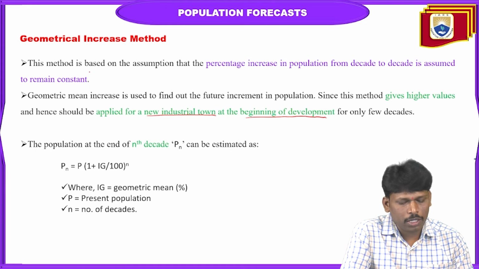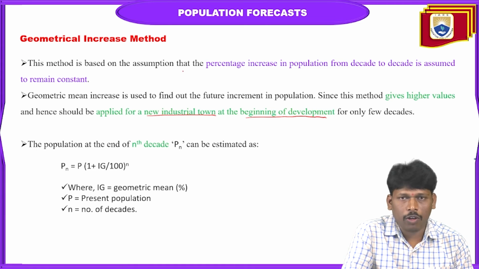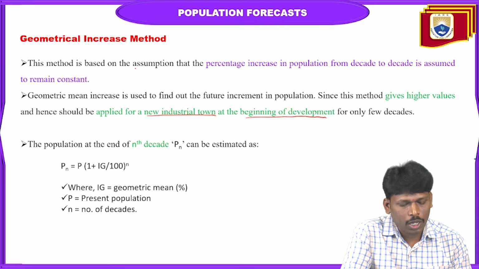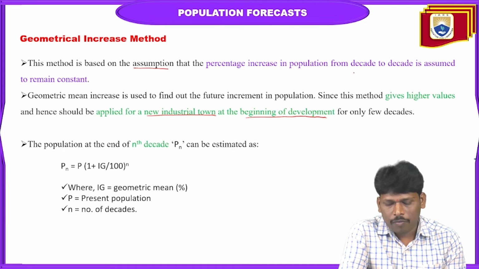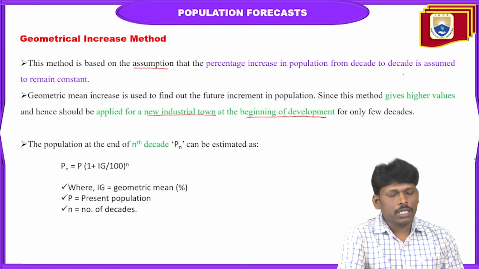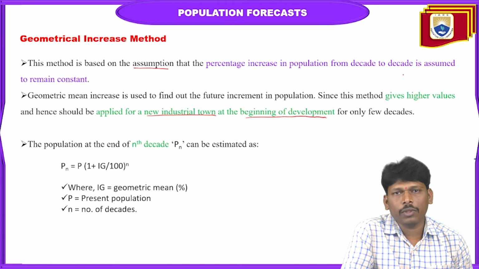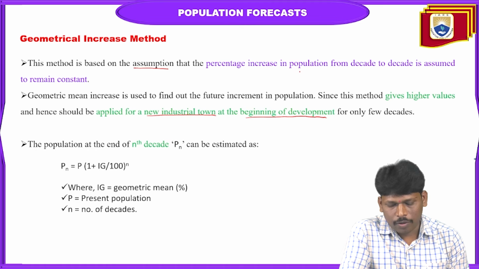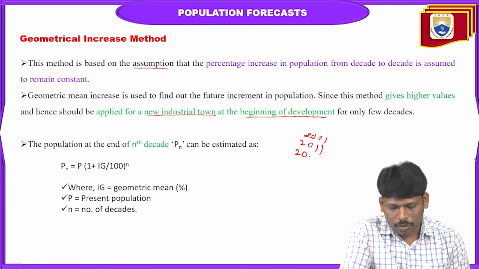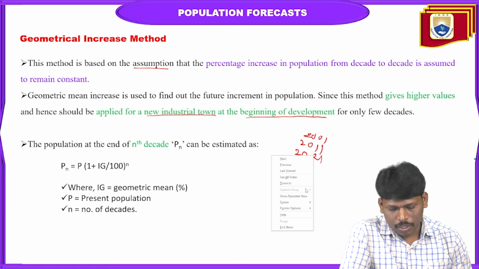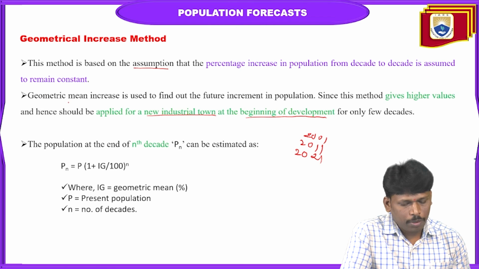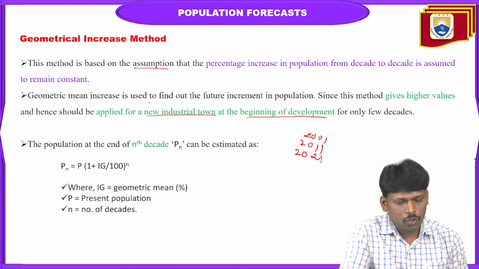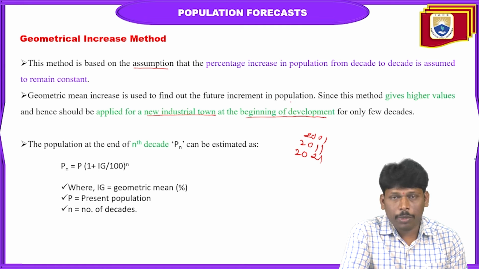This method is based on an assumption that we need to keep in mind: the percentage increase in population from decade to decade is assumed to remain constant. The percentage increase from 2001 to 2011 or 2021 is assumed to be constant from decade to decade. So the geometric mean increase is used to find the future increment in population.